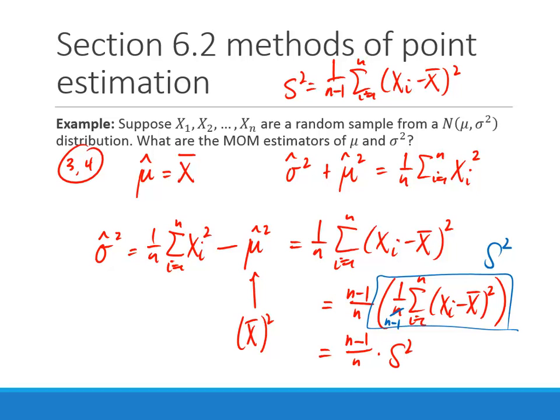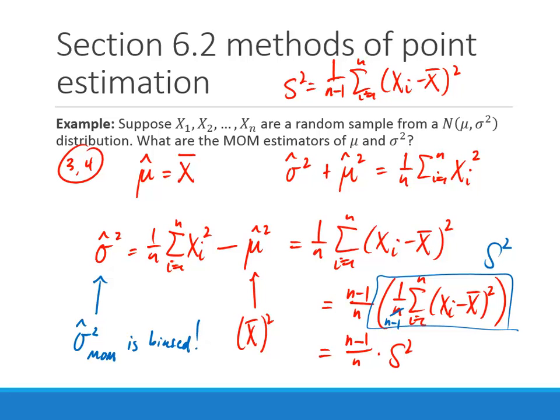So here's a good example of the earlier discussion. The method of moments estimators are not always unbiased. This is sigma hat squared method of moments, and it is actually biased.